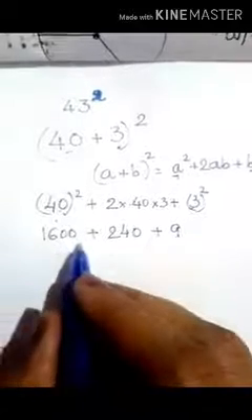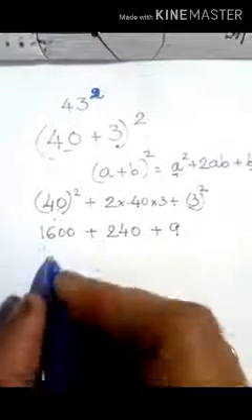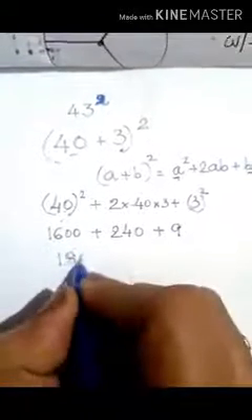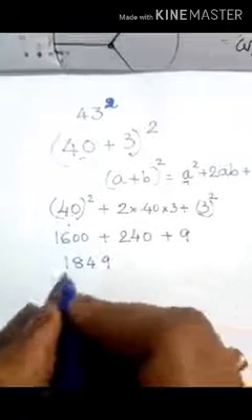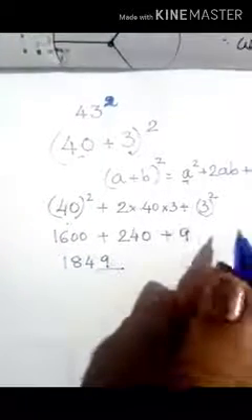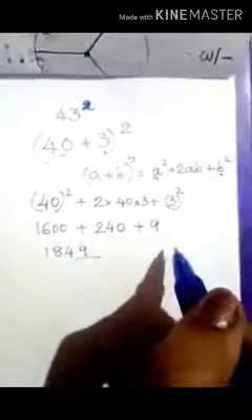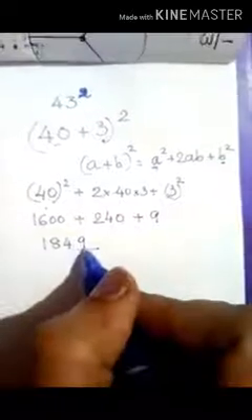Now this addition is also easy. So what do you get? 1849. So that's it. This method can also be used to find squares.